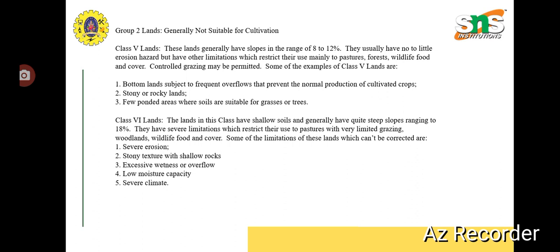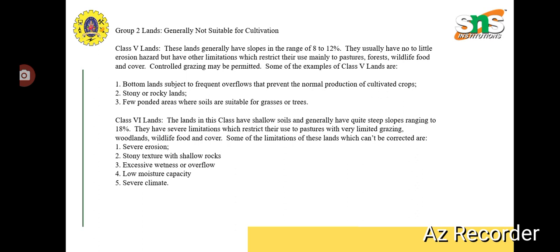It has shallow soils and generally slopes range between 8 to 12 percent, and they have little erosion hazard, but limitations which restrict their use for pastures, forest, and wildlife. Controlled grazing can be permitted. Some examples of class 5 lands are bottom lands subject to frequent overflows that prevent the normal production of cultivated crops, stony or rocky lands, and few ponded areas where soils are suitable for grasses or trees.